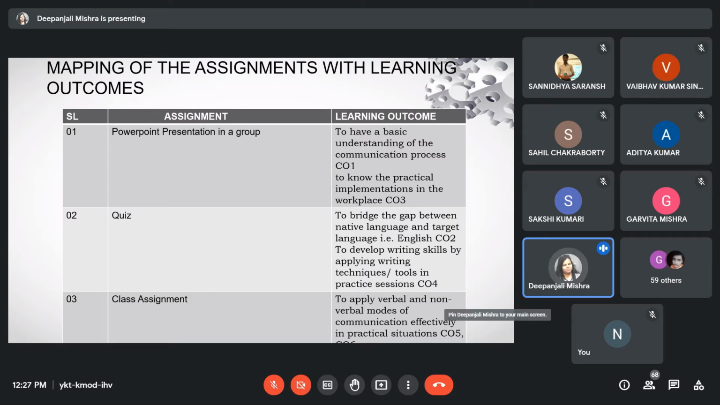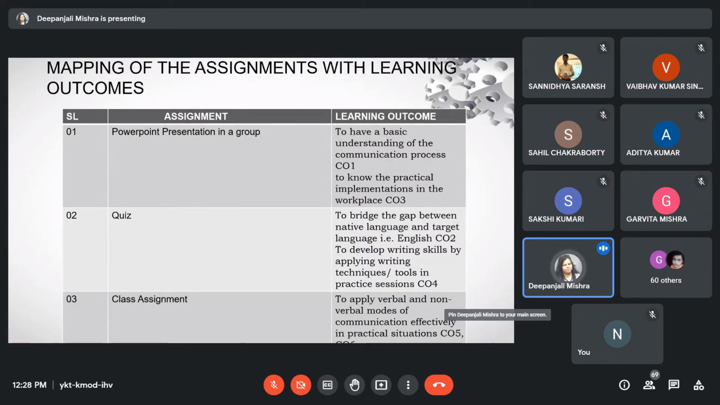Okay, and you will be completing all these three, and these three will have marks, plus mid semester plus end semester. So the first one is PowerPoint presentation in a group. It will be a group presentation.